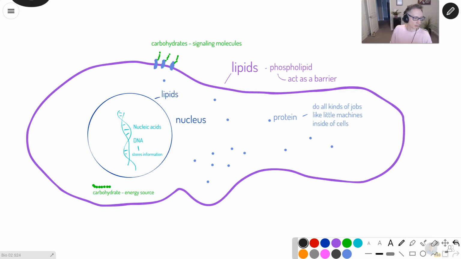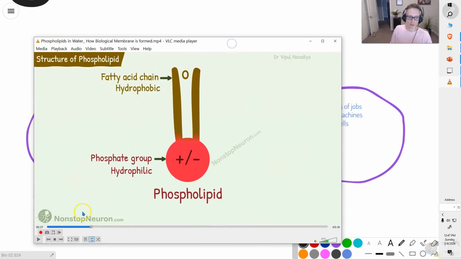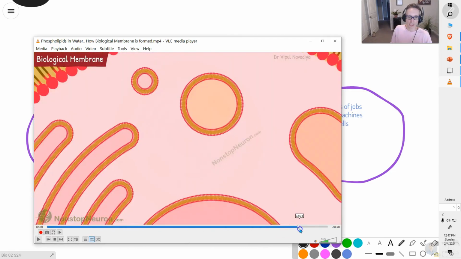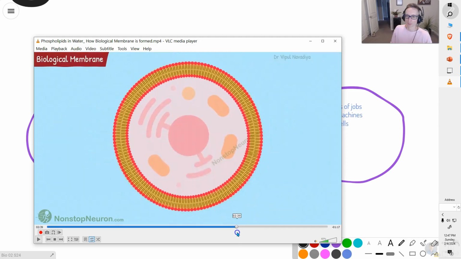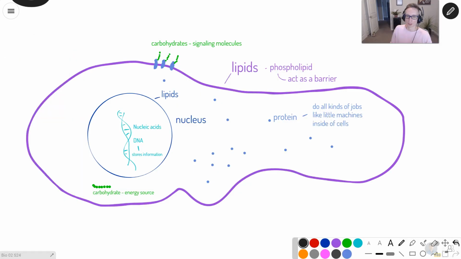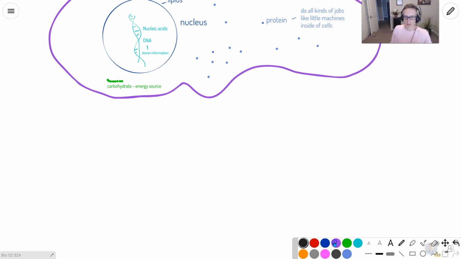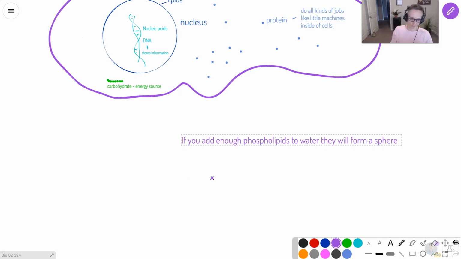You take phospholipids and you put them in water. You put enough of them in water, they will form a cell. They will form a giant sphere. Okay? So if you add enough phospholipids to water, they will form a sphere. A membrane.